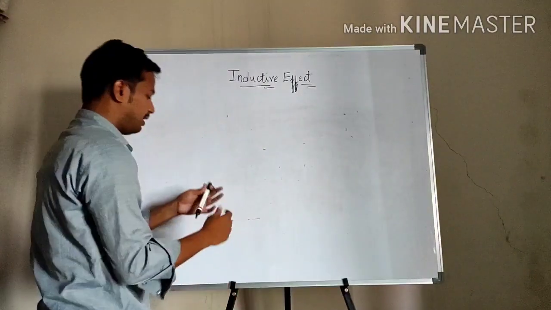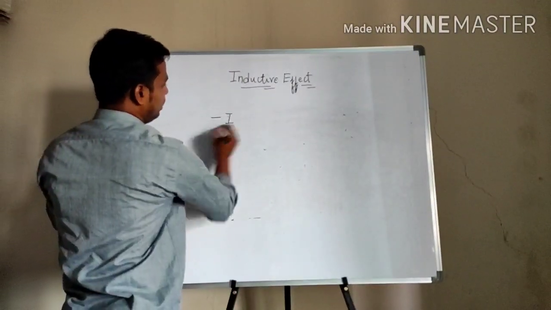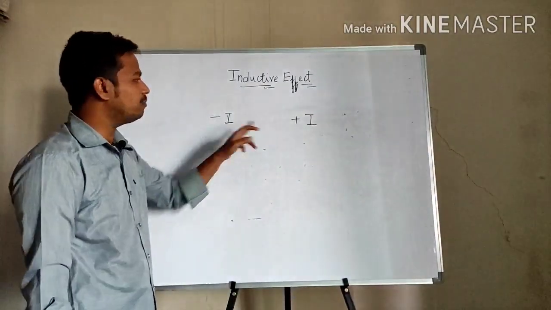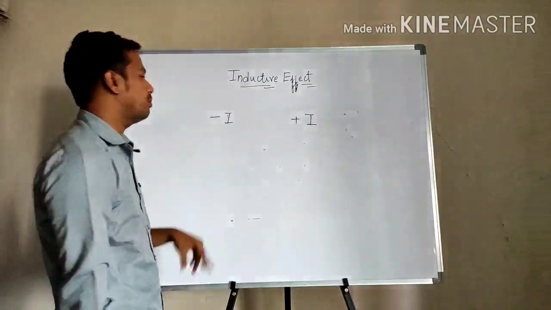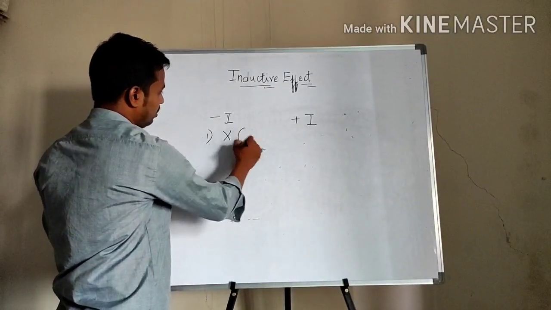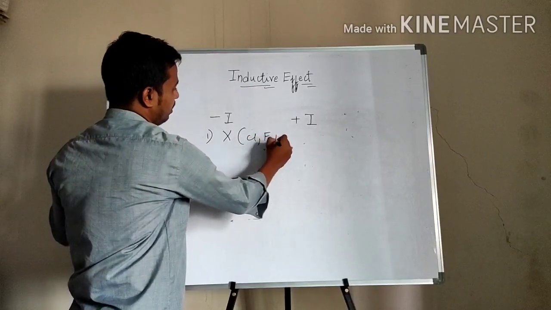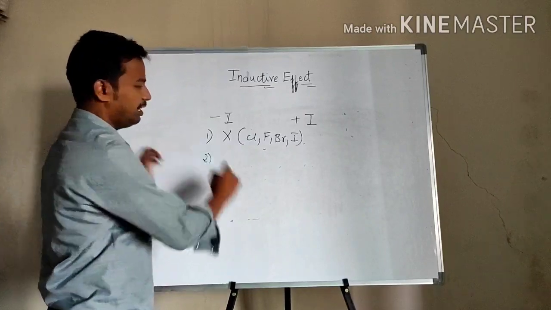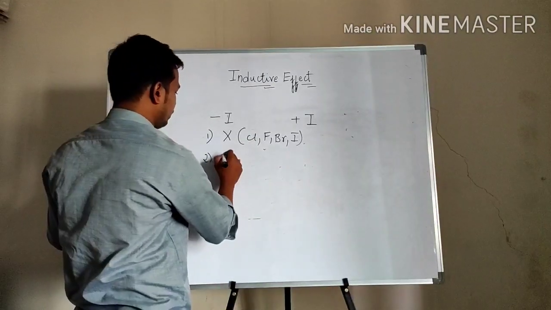So see here, minus I group, here I am writing minus I, here I am writing plus I. Minus I means away from the carbon atom, whereas plus I means towards the carbon atom. Halogens, first one is halogens, you know halogens: chlorine, fluorine, bromine, iodine. Second thing you can write is electron withdrawing groups.